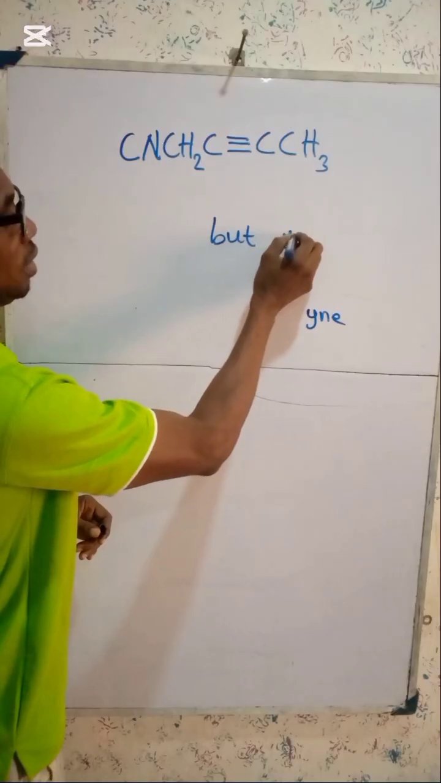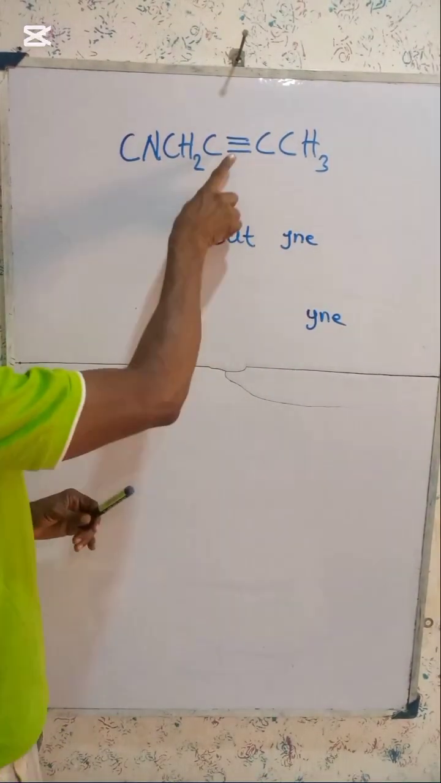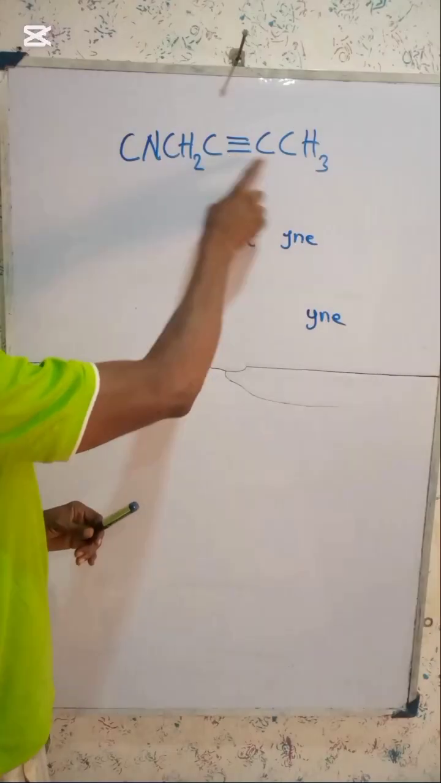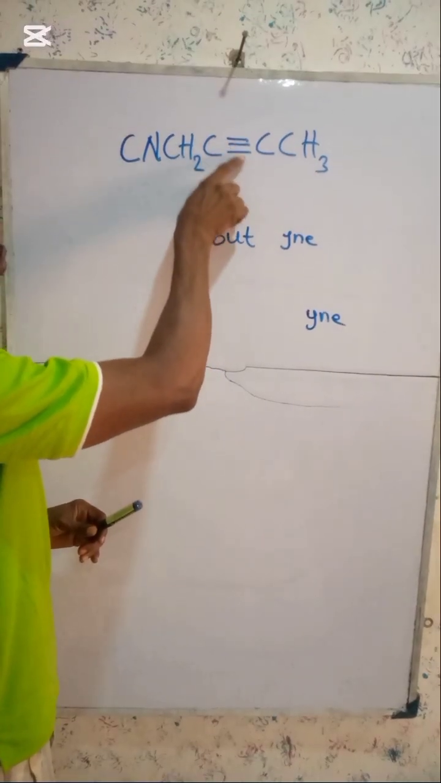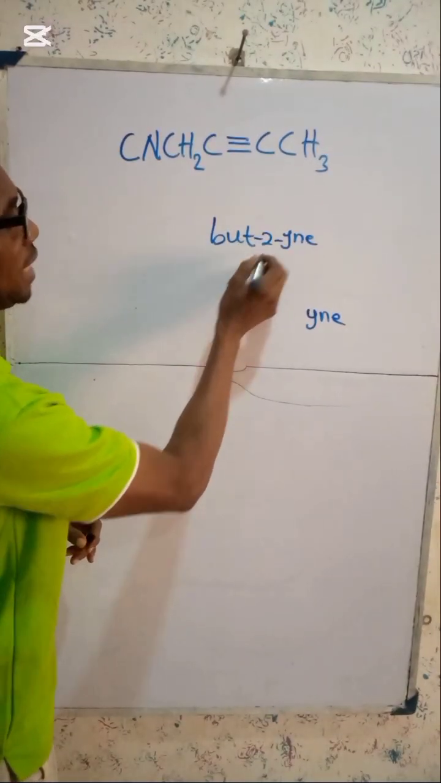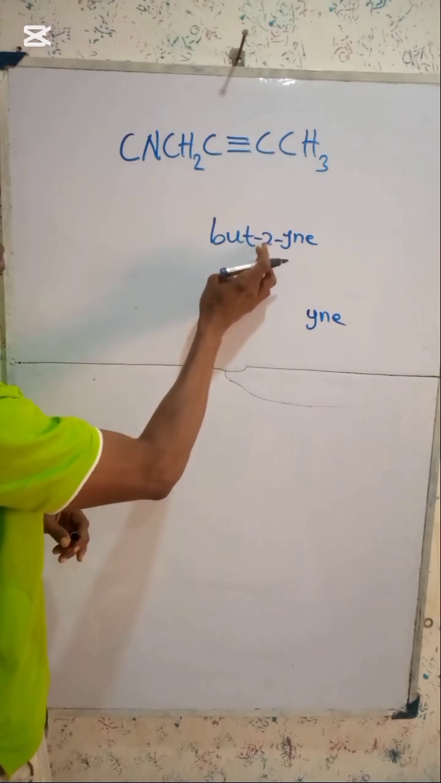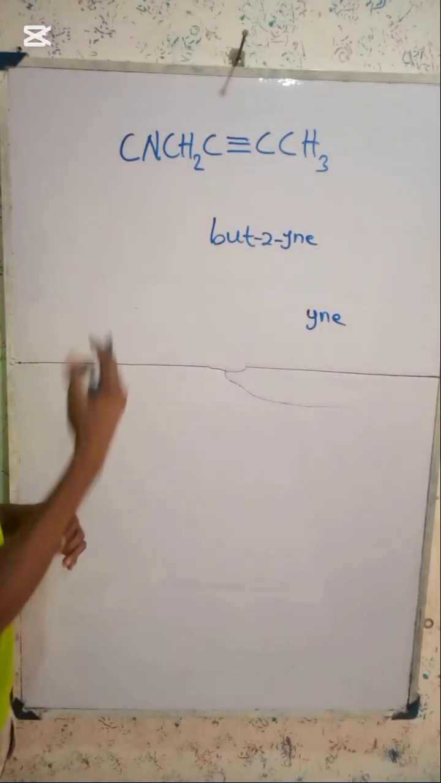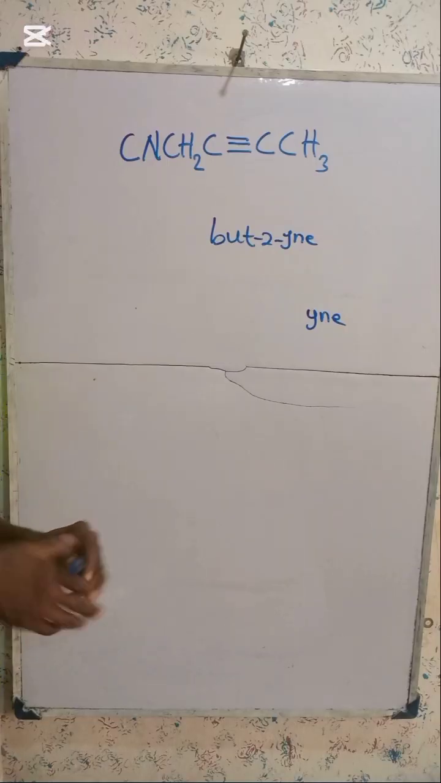So put it here. Then you think of arranging them properly. Now, where is this 3 here? What's the position of this 3? Now, this is first, second. Is this functional group on the second one? So we can set but to yne. But to yne.